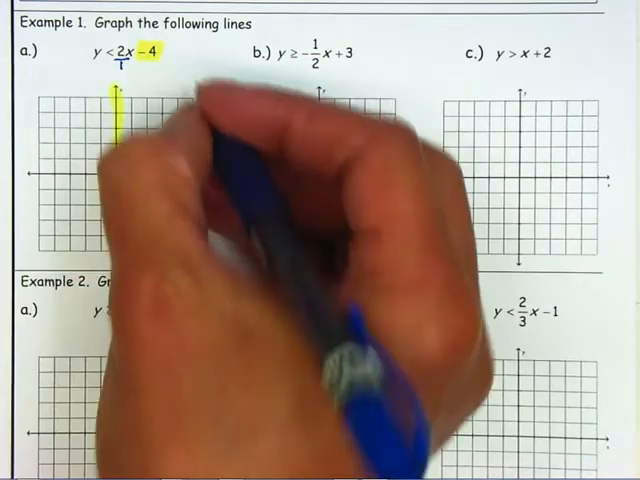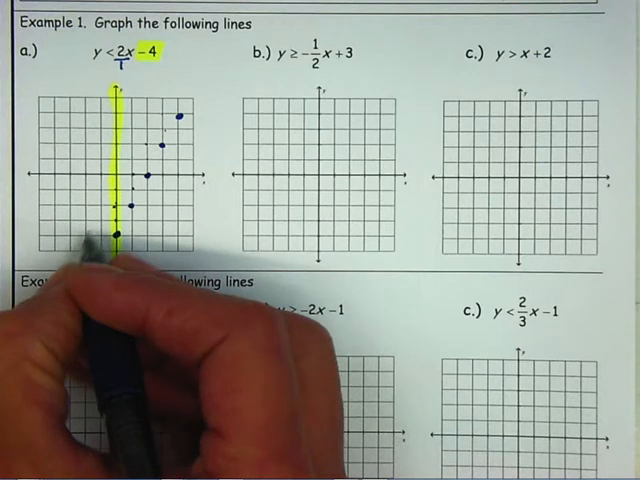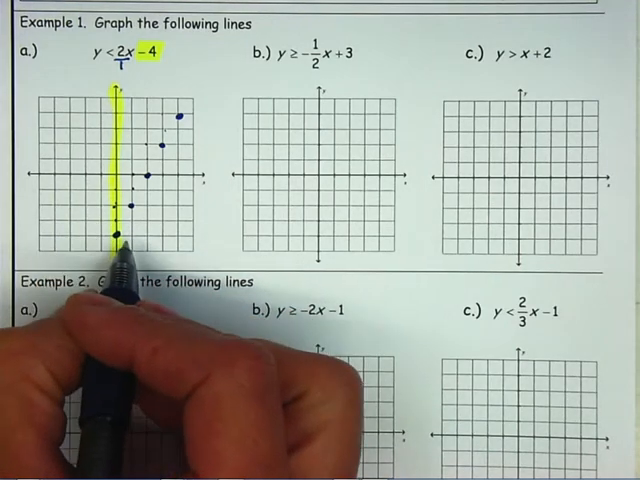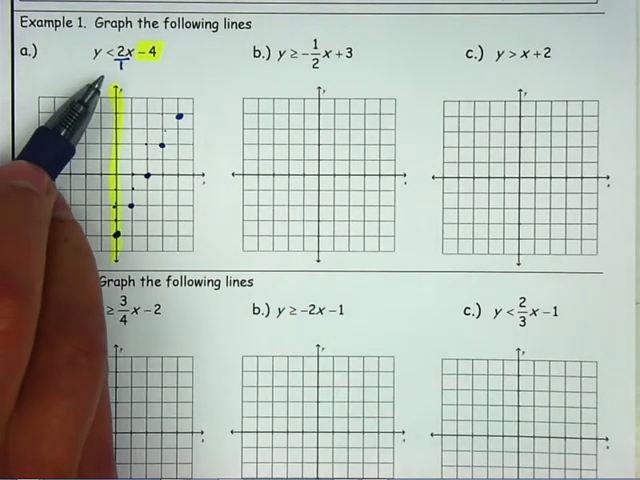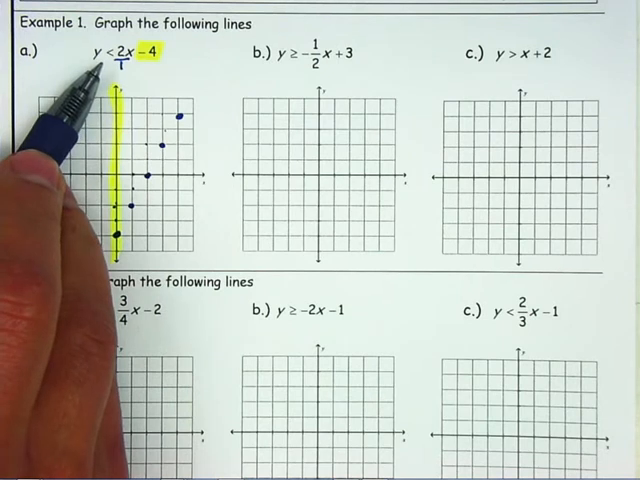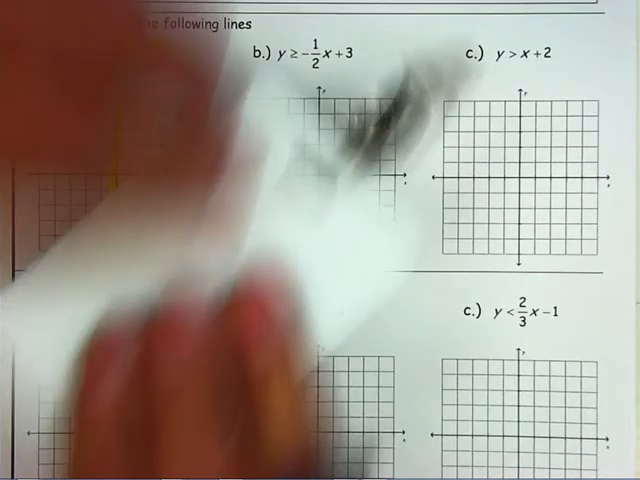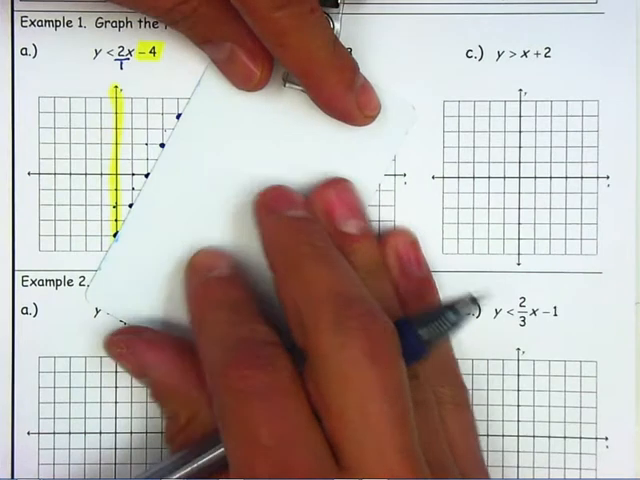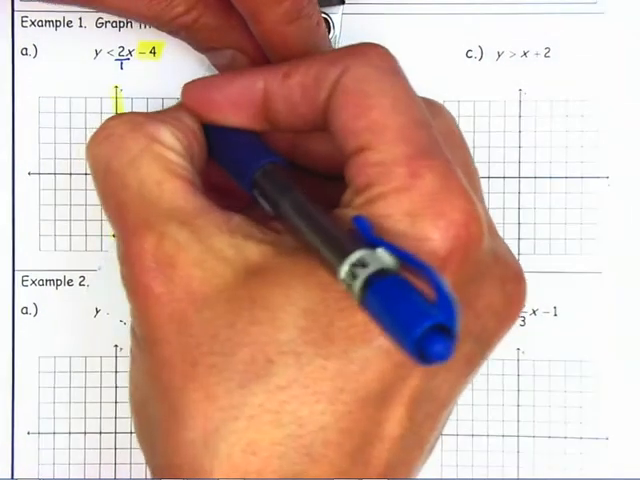Next, before I make the line, I need to decide if this is going to be a solid line or a dashed line. If you notice, the inequality does not have an equal sign, so therefore it's going to be a dashed line. The line will be dashed.